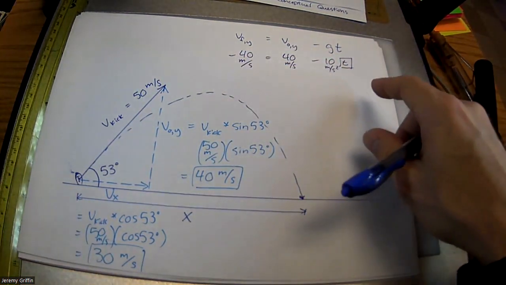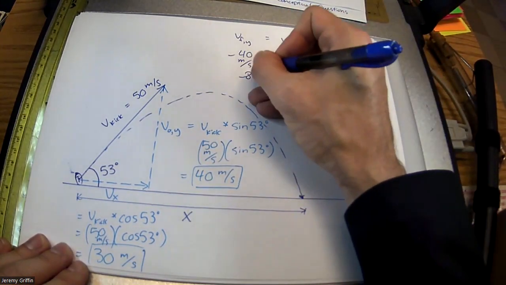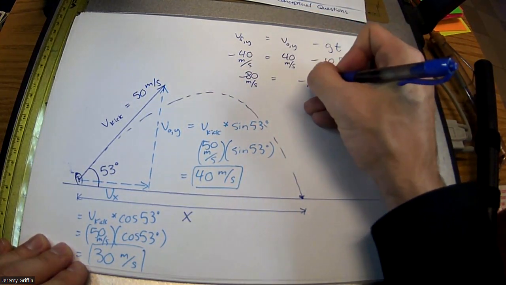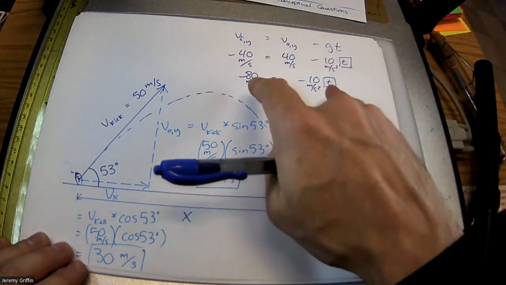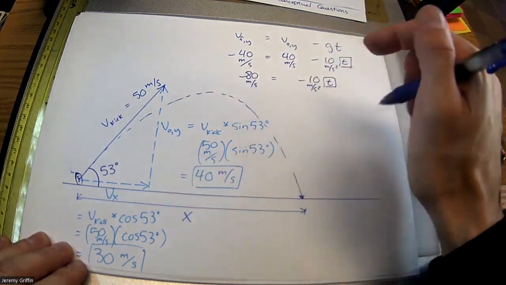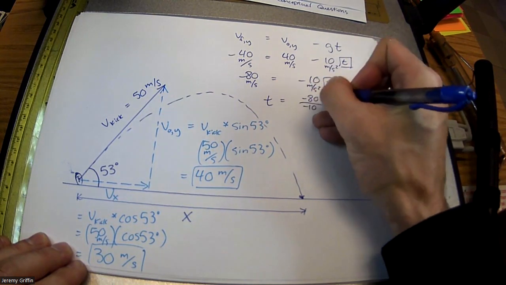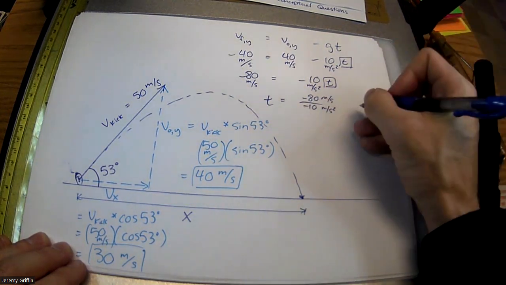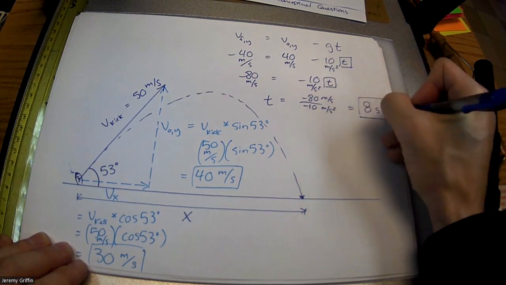We're going to do 2 algebra steps. Can you do 2 algebra steps with me? We subtract the 40 over, and get negative 80 meters per second is equal to negative 10 meters per second squared times t. And then what's the last algebra step? Divide both sides by negative 10. So time is negative 80 over negative 10. Meters per second squared, the meters cancel. You see it? That's 8 seconds. Hey, that's what we got before.